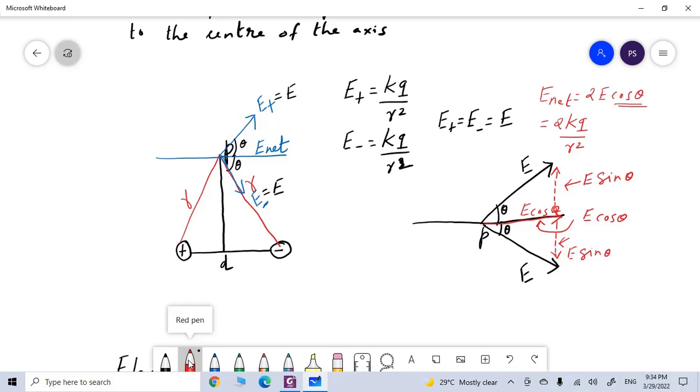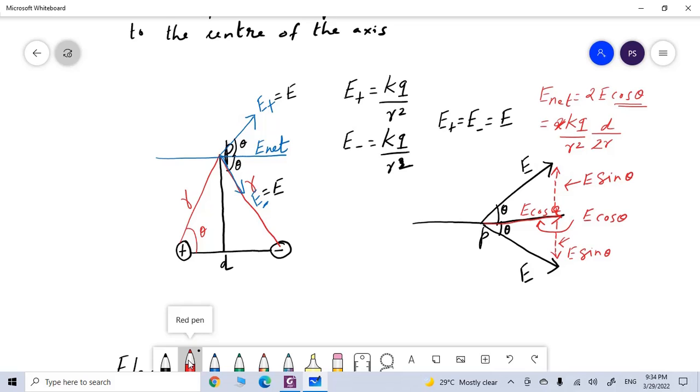So cos theta is, you can say that this angle is also theta. So cos theta is adjacent side divided by hypotenuse. So here the adjacent side is d over 2, because this is d, this entire distance. So this distance has got to be d over 2, and this is r. So you have d by 2r. So this 2 in the downstairs and the 2 on the upstairs will be cancelled.